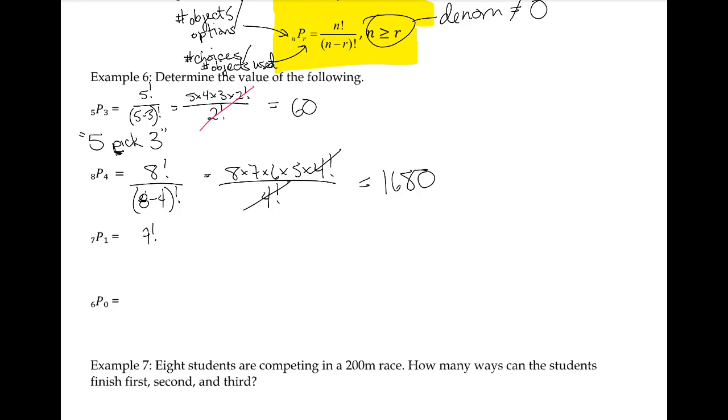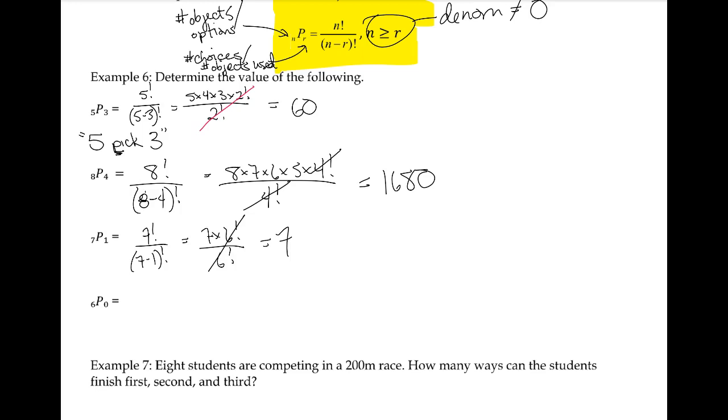If I go 7 factorial over 7 minus 1 factorial, which would give me 7 times 6 factorial over 6 factorial. Those go away. I just have 7 options. So if you're just choosing one thing and there's 7 things to choose from, you can only choose one of those 7 things. So you've got 7 options, which is kind of nice.